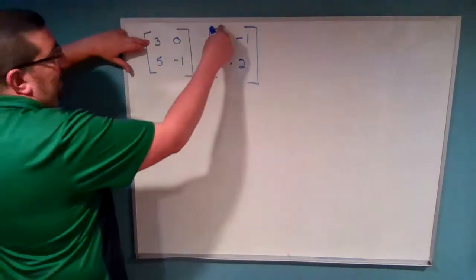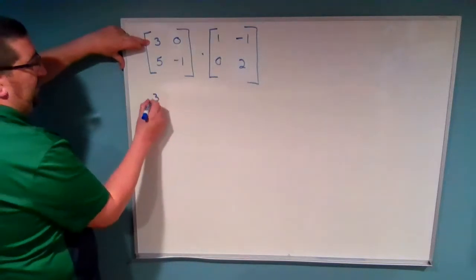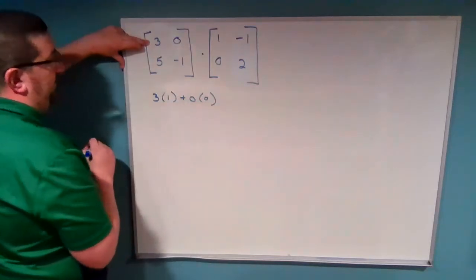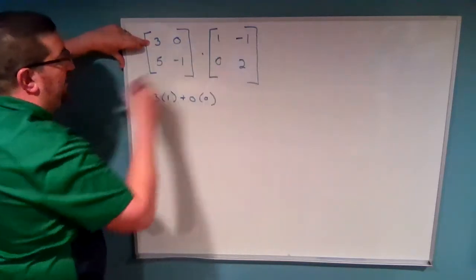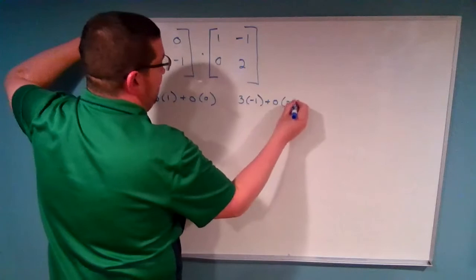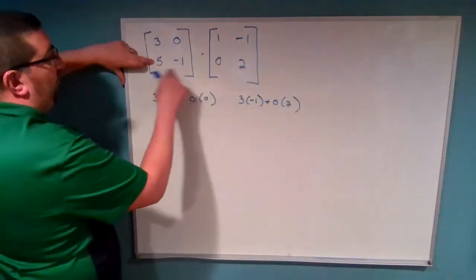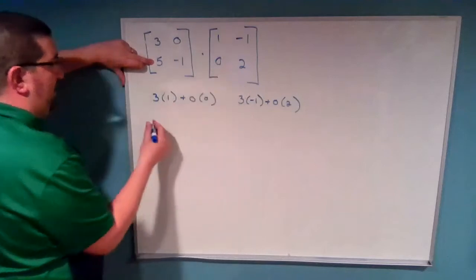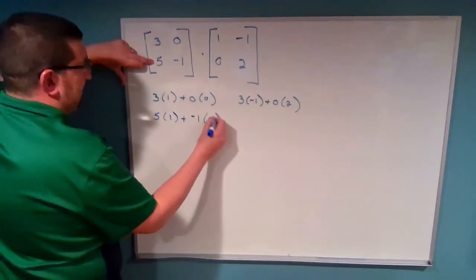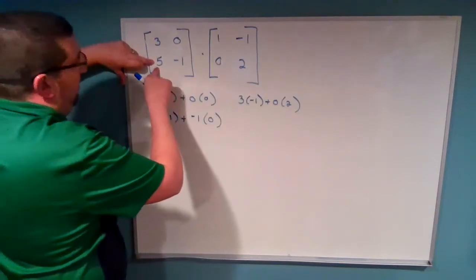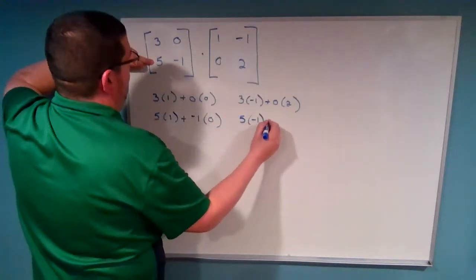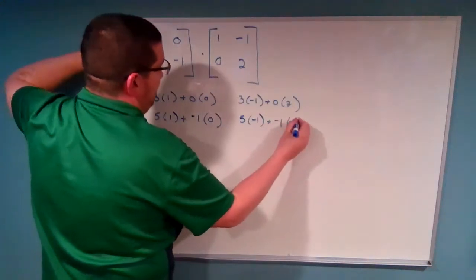All right, so first row times first column would be 3 times 1 plus 0 times 0. First row times second column would be 3 times -1 plus 0 times 2. Second row times first column would be 5 times 1 plus -1 times 0. And the second row times second column would be 5 times -1 plus -1 times 2.